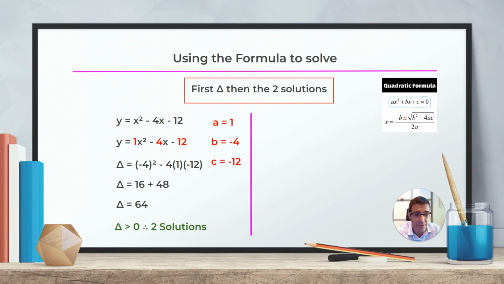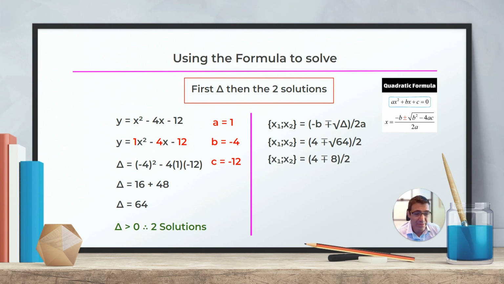In our formula, we're going to have minus b. So let's be careful here because b is negative 4. Minus b is going to be positive 4. So that's going to be pretty important here. So here's your formula, minus b plus or minus the square root of delta over 2a. So 4 plus or minus the square root of 64 over 2 times 1, which is 2.